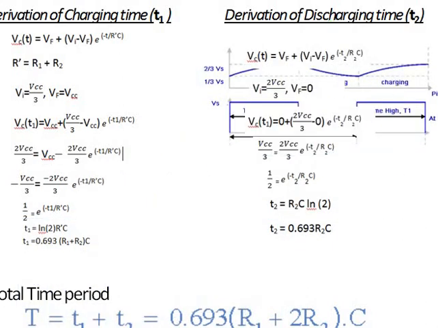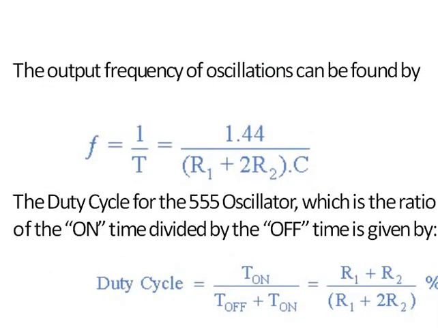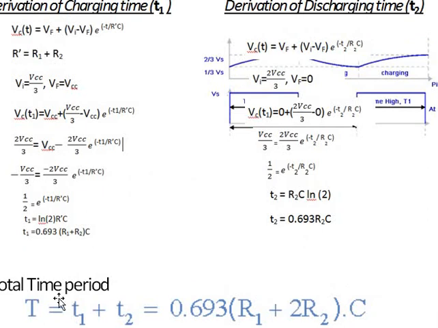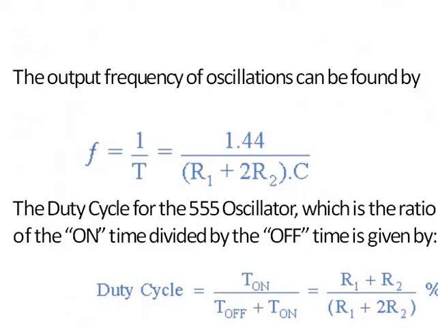If we add these two times, we get the total time period T equal to T1 plus T2, which gives the total time period as 0.693 into R1 plus 2 R2 times C. From the total time period, we can calculate the frequency of oscillation, which is 1 upon T, equal to 1.44 divided by R1 plus 2 R2 into C, and the duty cycle can be found as T1 by T1 plus T2. Right, so this is all about the astable multivibrator using 555.